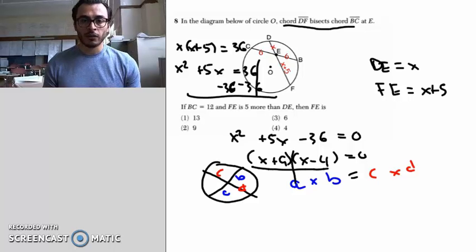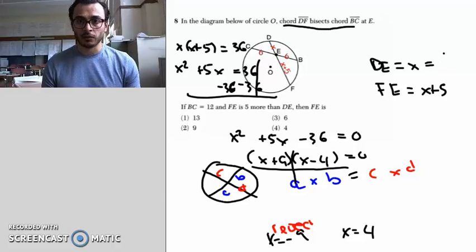So we solve this. I'm running out of room there, so I'll just write the answer here. You're going to get X equals negative 9 and X equals 4. We're going to reject this one. So X equals 4 is the value of X. So DE is 4 and FE is 9. So the answer is option 2. FE is 9.